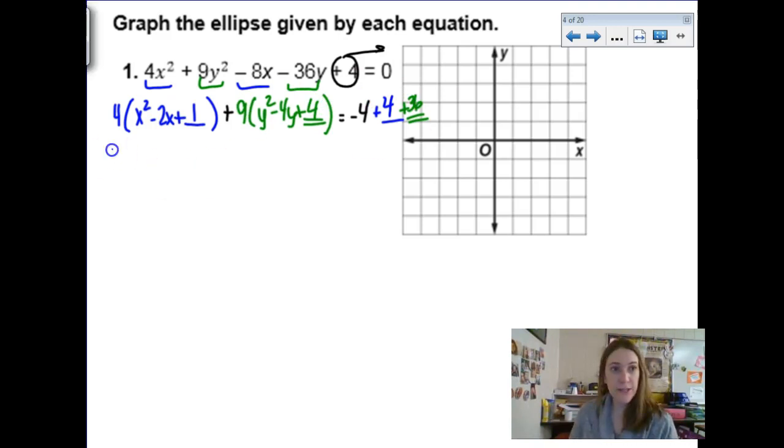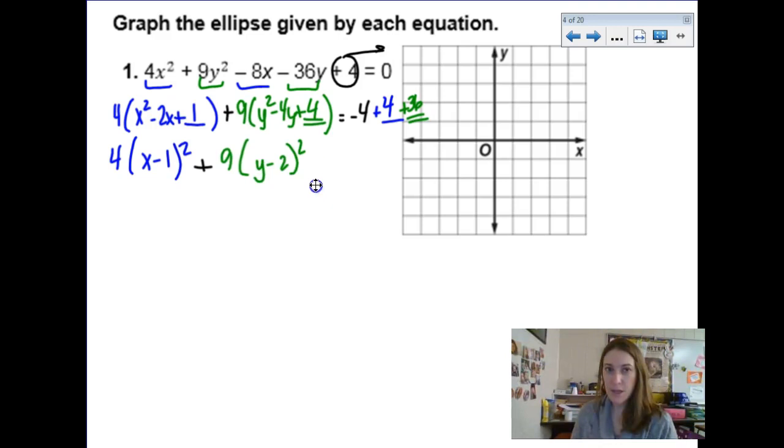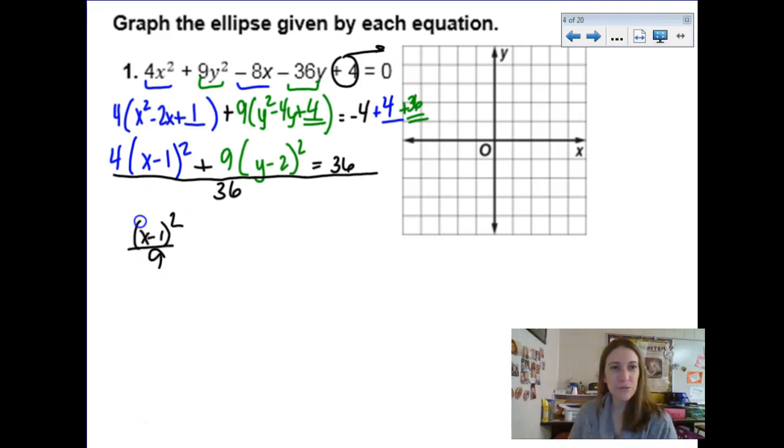So in the blue set, we have 4 times x minus 1 quantity squared. Plus, in the green set, we have 9 times y minus 2 quantity squared equals, these 4's cancel, so equals 36. And then if I divide everything by 36 to get it in that standard form for an ellipse, we end up with 4 over 36, so that's a 9 in this denominator. Plus, this is a 4 in that denominator. Just don't forget your squared, and then equals 1.